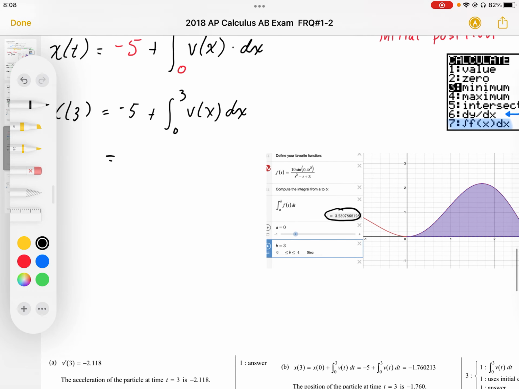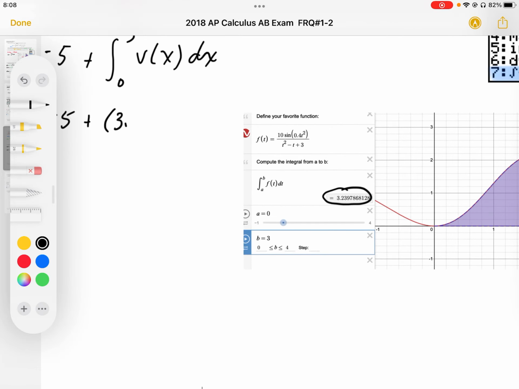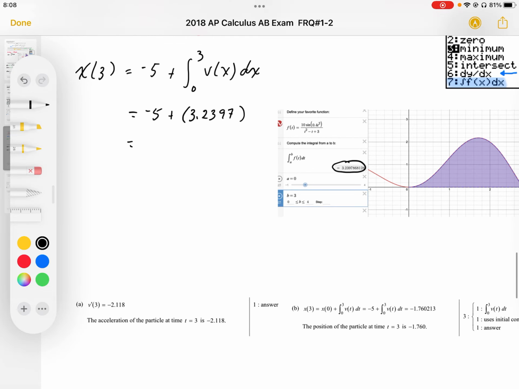The position is going to be given by negative 5 plus 3.2397, given the displacement. So the new position, let's just use a calculator to make sure that we're getting this right. Negative 5 plus 3.2397, and we get negative 1.7603, and that's going to be in meters.